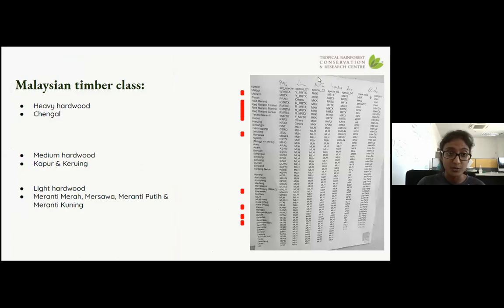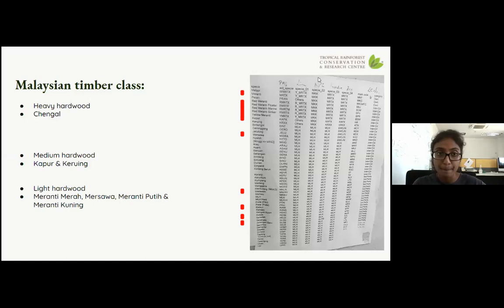Okay, and for light hardwood, for example, Meranti Putih, this type of wood is used to make walls or furniture, etc. The photo on the right is an incomplete species list of a plywood factory to manufacture plywood. 13 out of 54 species in this list belong to the dipterocarp tree group.